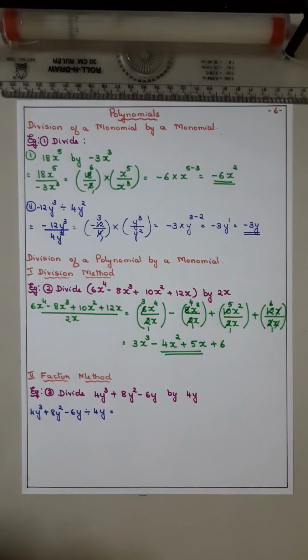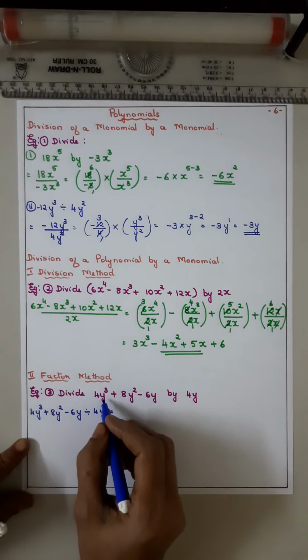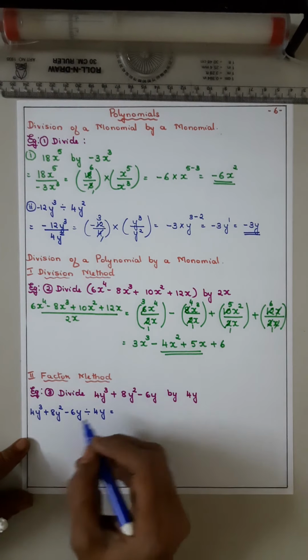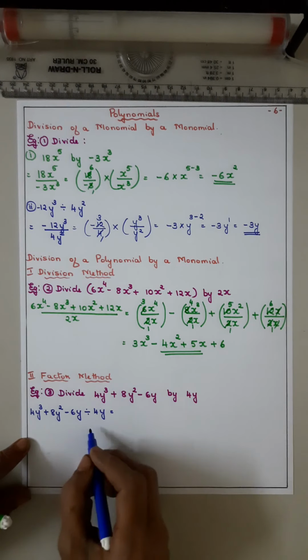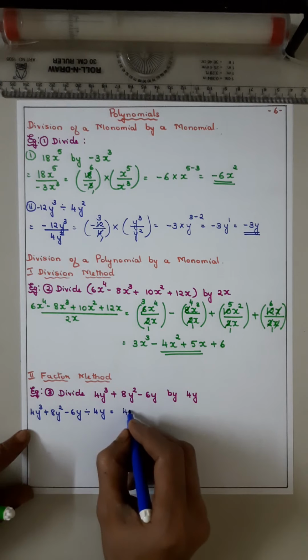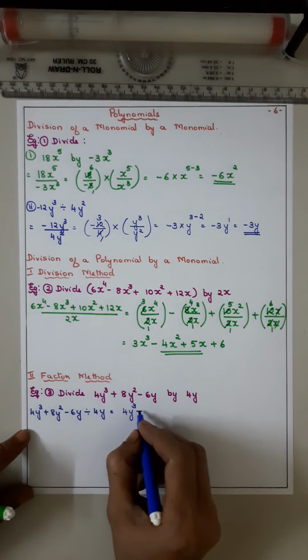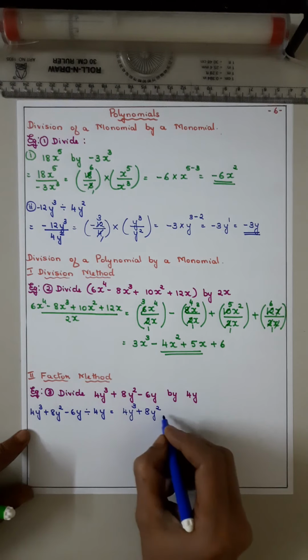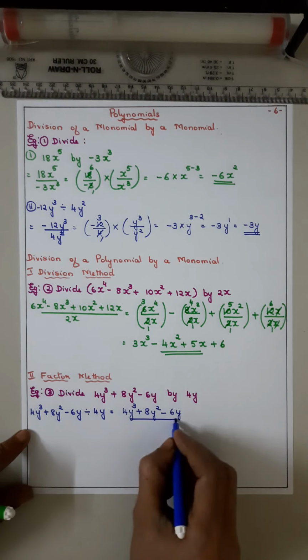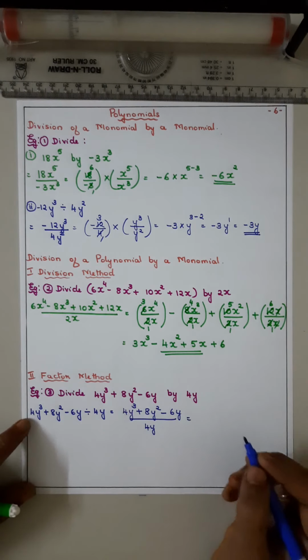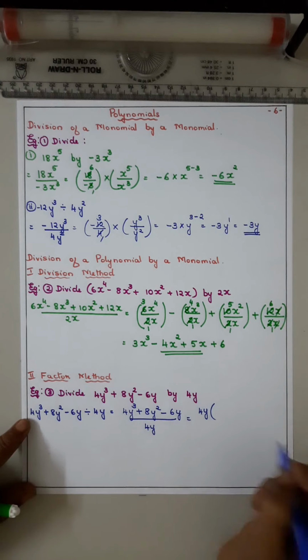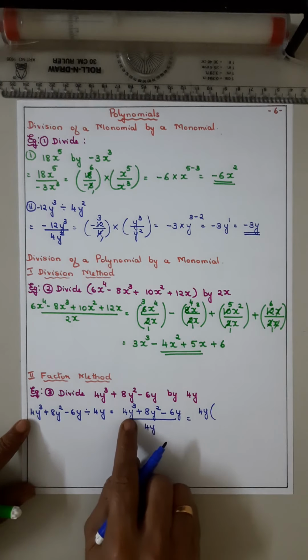Now coming to the factor method. In the factor method, the question is 5y cube plus 8y squared minus 6y divided by 4y. So we will write 4y cube plus 8y squared minus 6y upon 4y. In the denominator it is 4y, so take 4y common. Now how much is remaining?